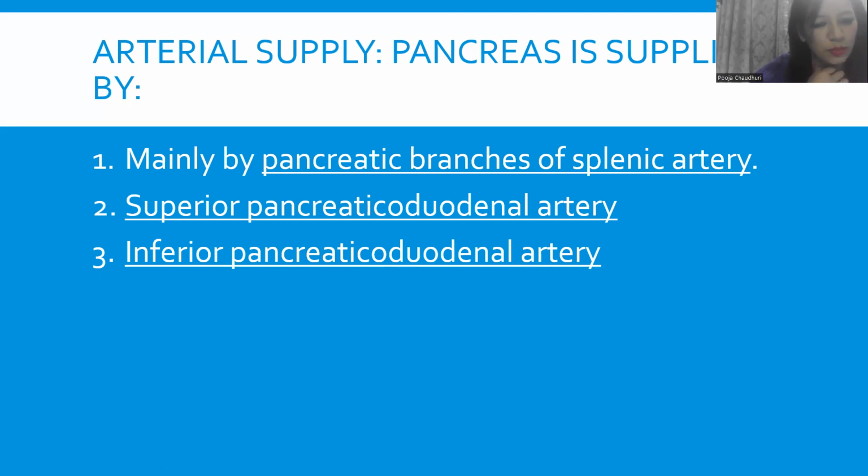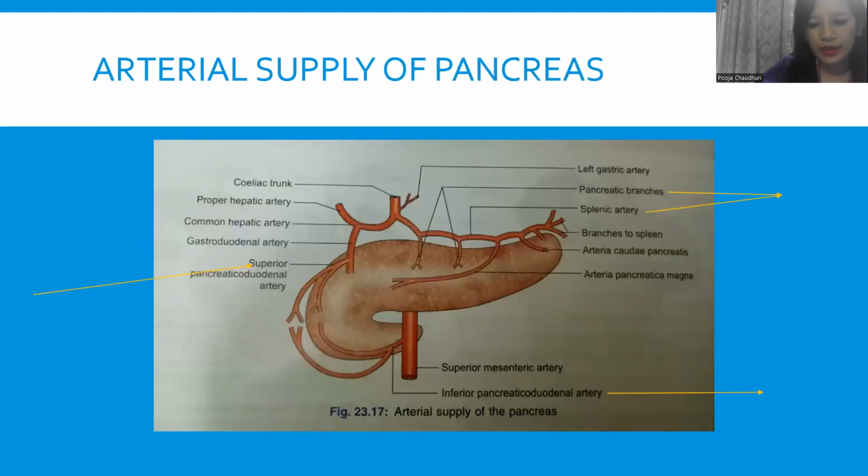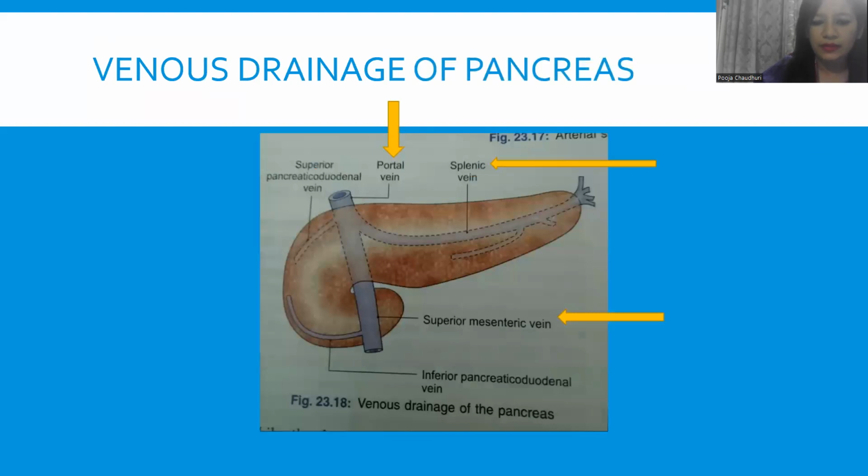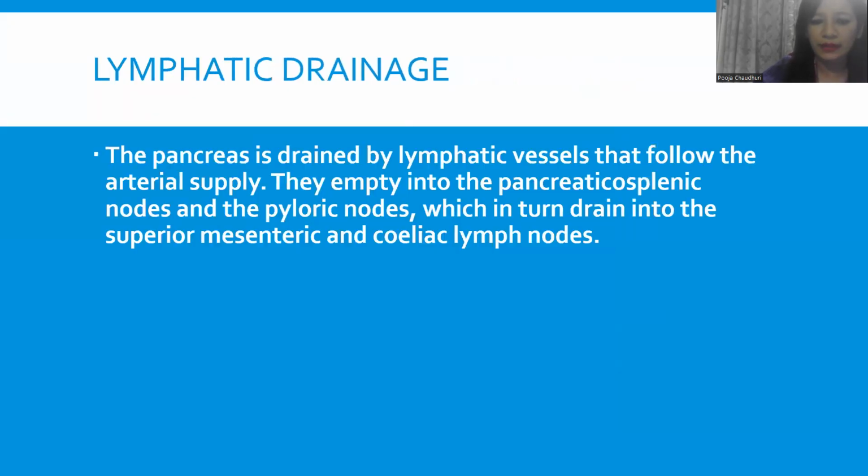So basically the superior mesenteric artery is lying behind the neck of the pancreas and anterior to the uncinate process, and posterior to the neck of the pancreas, the splenic and the superior mesenteric veins join to form the hepatic portal vein. So this is the venous drainage we're talking about. So basically we have the splenic vein, the superior mesenteric vein and the portal vein. Here is the picture of the venous drainage of the pancreas.